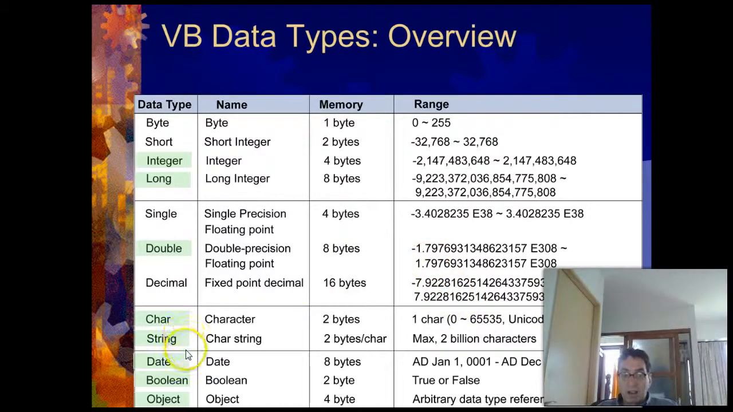Then we also have character and string. Now we talked about string, which is basically just like a word or a sentence. The maximum number you can have is 2 billion characters, and each character is represented by 2 bytes. So 2 bytes gives us this number plus this number, or 32,768 times 2, which is 65,536 different values.